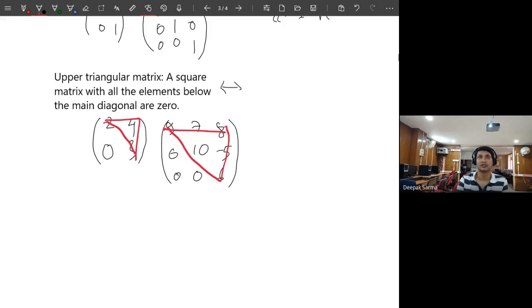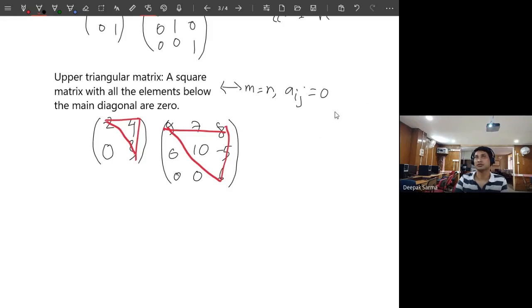So what is the condition? Because it is a square matrix, again I need m is equal to n. What else do you need? Below the diagonal, some elements should be 0. Let me write: some elements should be 0. But can you specify for what kind of i and j it should be 0? Can any of you?